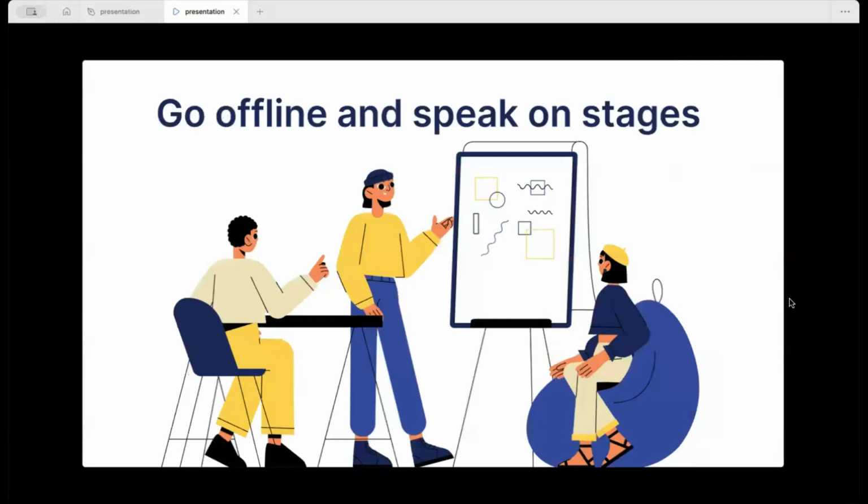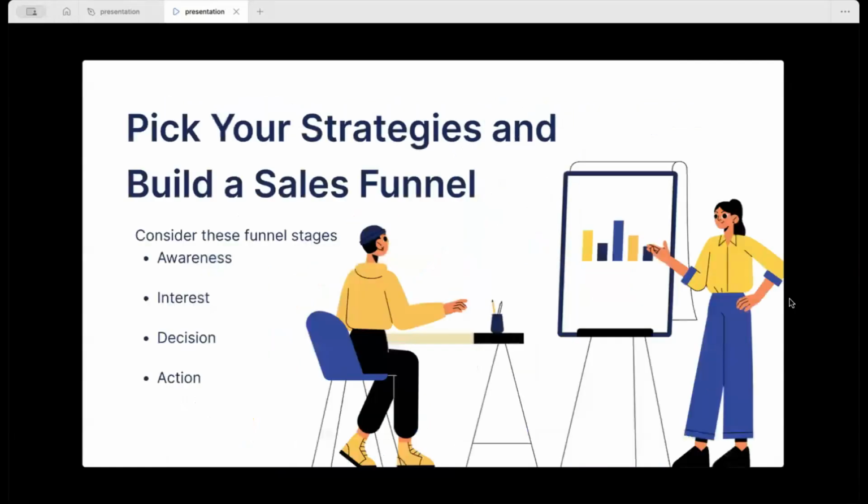Now, let's move from online format to offline a bit and mention that you can also speak on stages. So you can organize some events, or you can find some events related to your topic and participate.